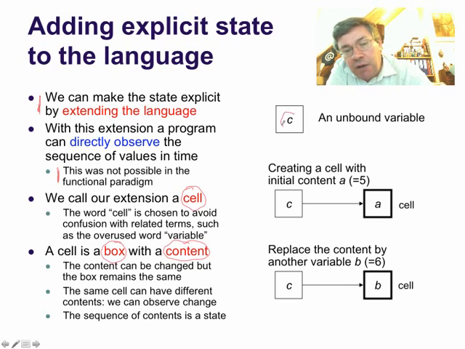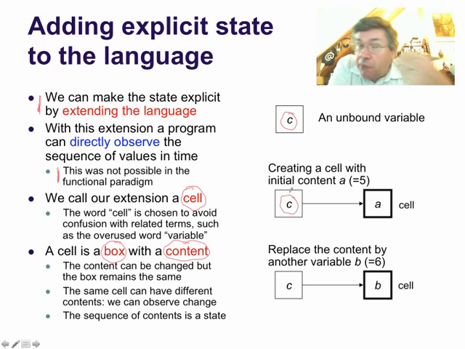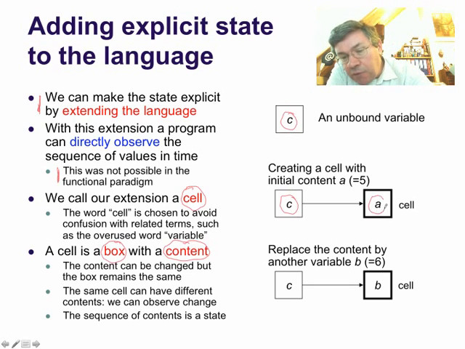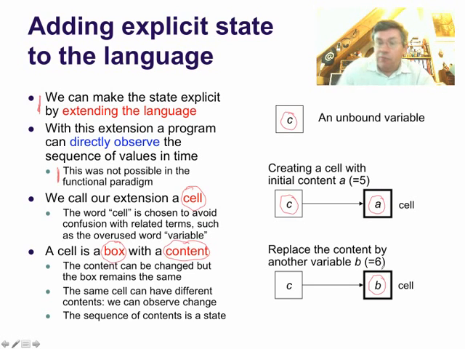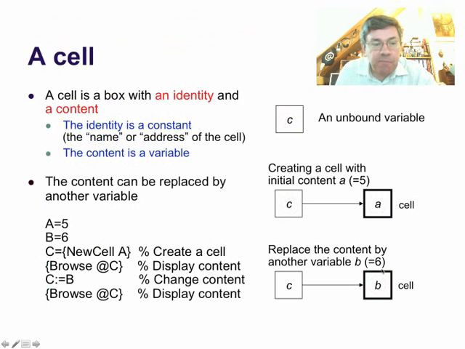So if we have here an unbound variable, C, we bind it to a cell, so C is bound to the name of the cell, the box, and inside this box we put a variable A, for example, bound to 5, and we can replace this variable by another variable, giving the cell a new content, B, for example, which might be bound to 6.